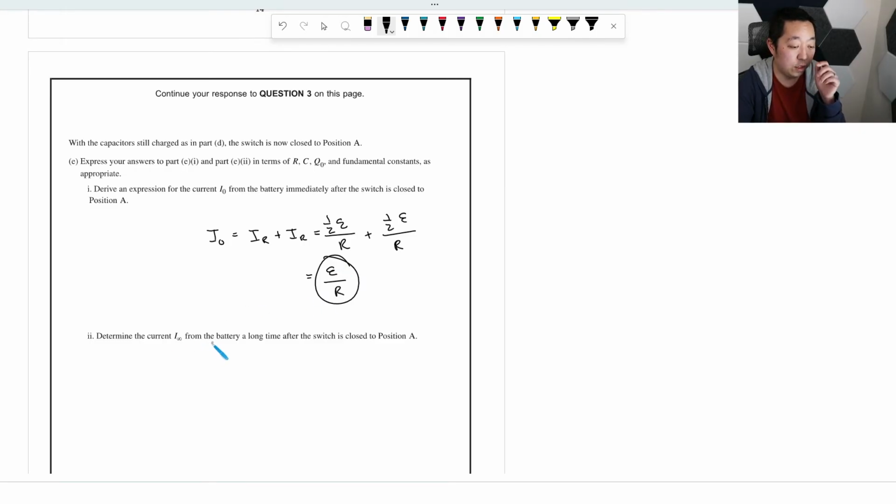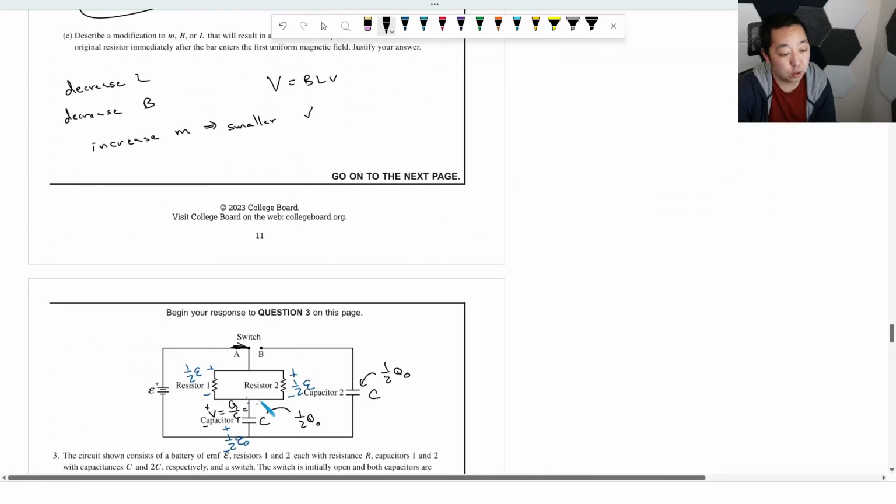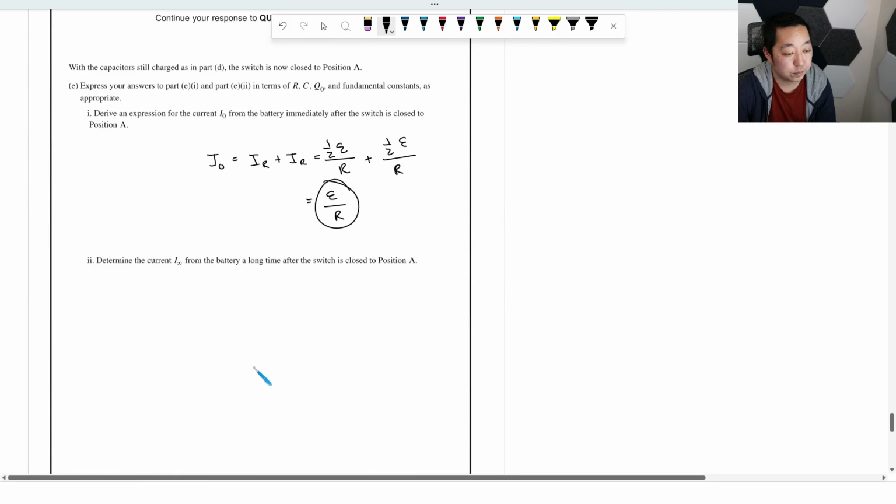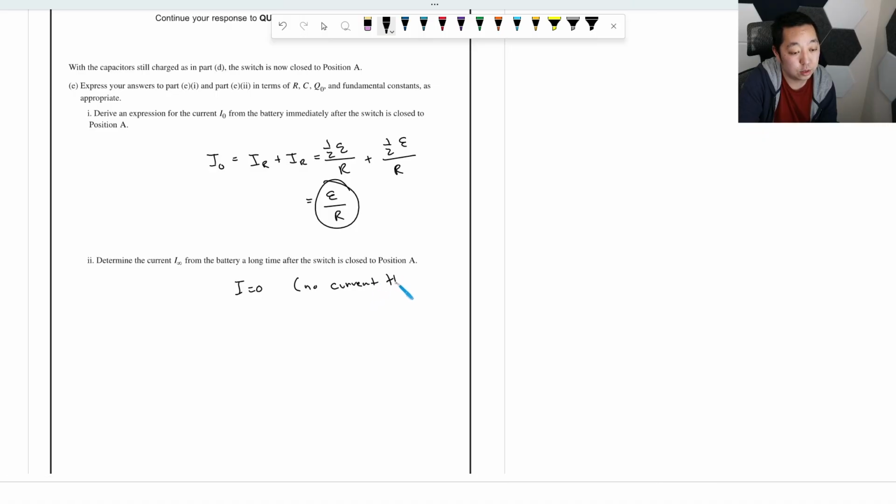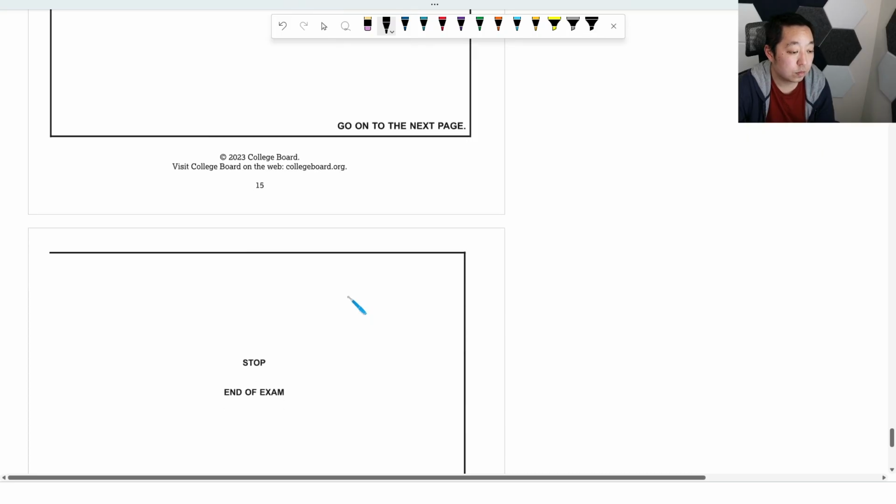Determine the current I infinity from the battery a long time after the switch is closed. Well, after a long time with the switch closed, there's no current through the capacitor, so the I is going to be 0. No current through C. Where else would the current go? That's it.